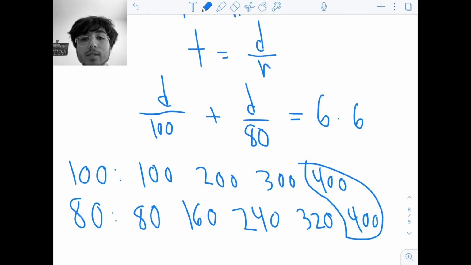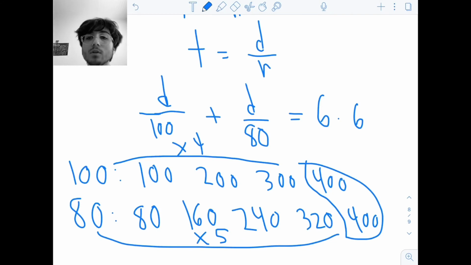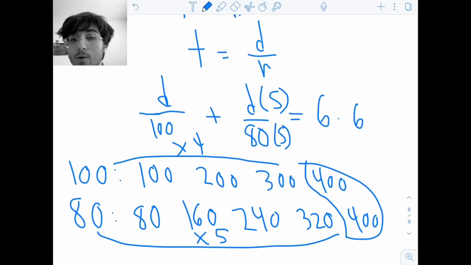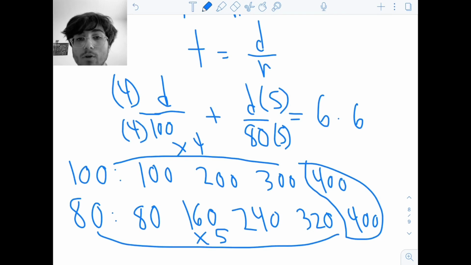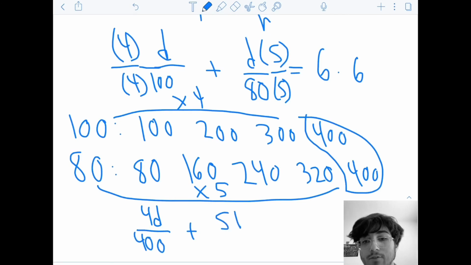So for 100 to get to 400, you multiply by 4. And for 80 to get to 400, we multiply by 5. So we're going to multiply this one by 5 over 5, and we're going to multiply this one by 4 over 4. So you're going to be left with 4d over 400 plus 5d over 400 equals 6.6.